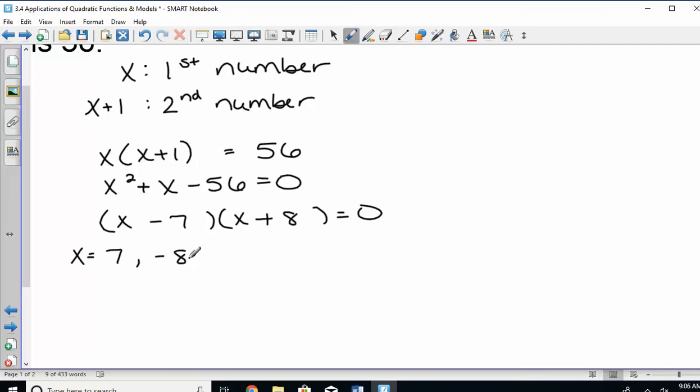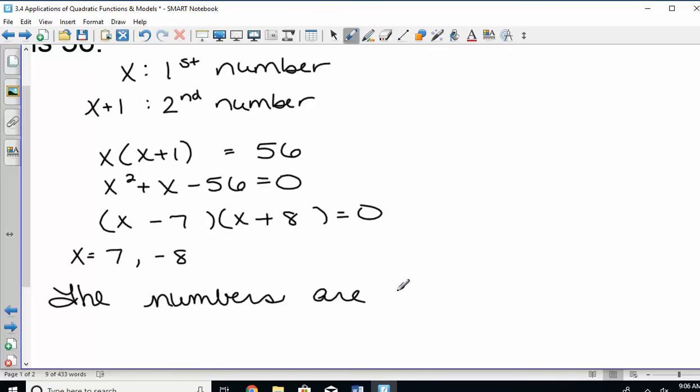Am I done? No. How do I want you to answer a word problem? With a sentence. With the sentence, okay. So the numbers are 7 and -8 consecutive numbers? No, really we have two possible solutions.